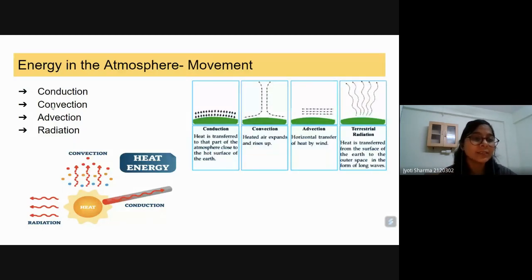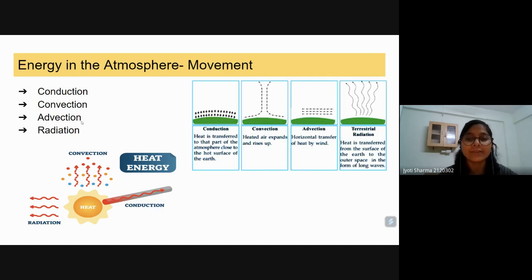The second is convection. In convection, what happens? We have heated air, and this heated air expands and rises up. So the air gets the energy. We have the energy within the air molecules, and after getting the energy, they will rise, they will expand, and then they will sink or subside. So this is convection.